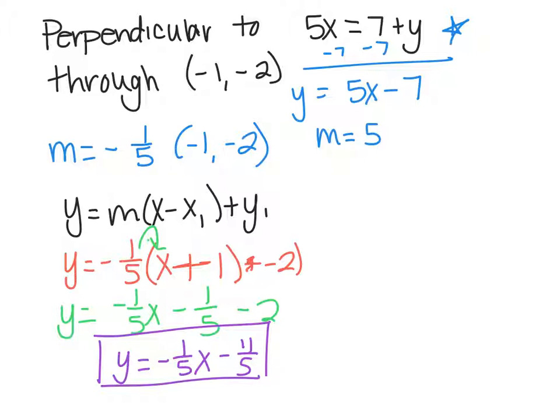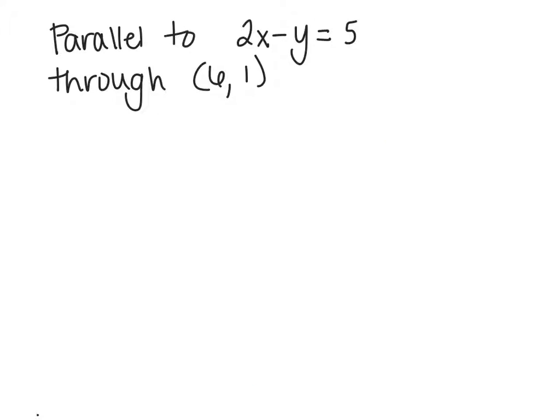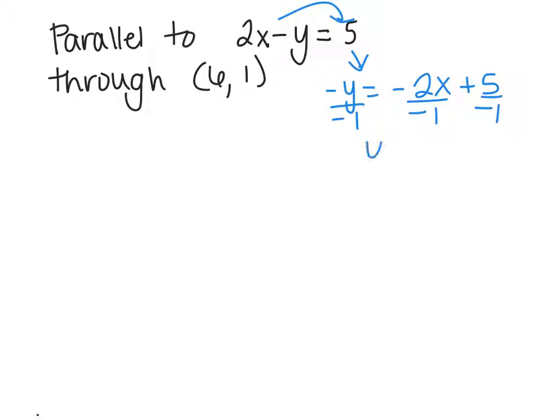I highly recommend using a calculator to add -1/5 and -2. Let's try another one. So I want an equation of a line parallel to the one given. So I need to solve for y. So I have -y equals, I'm going to move this over here, -2x plus 5. Divide everything by a -1. So I get y equals 2x minus 5.